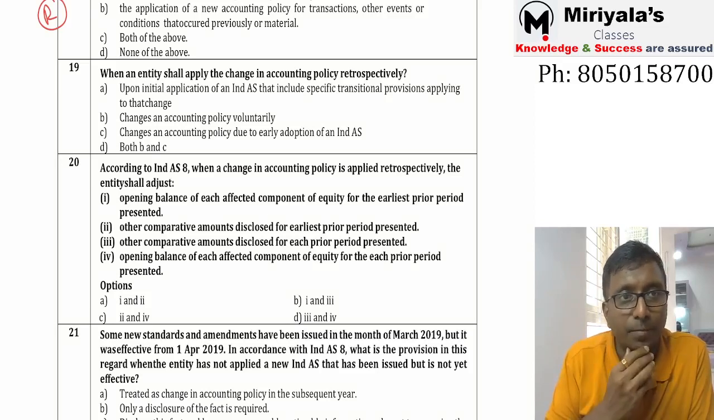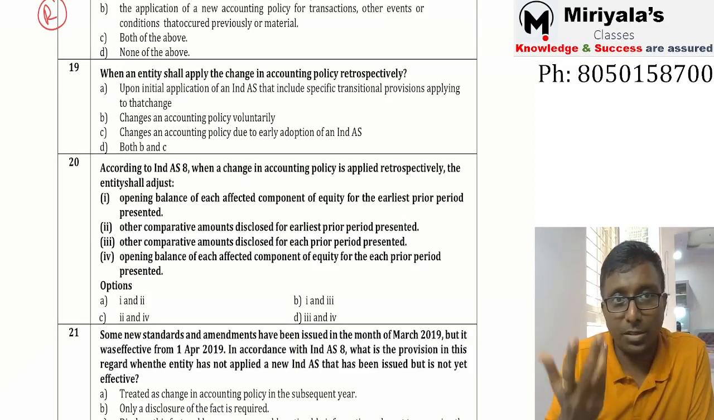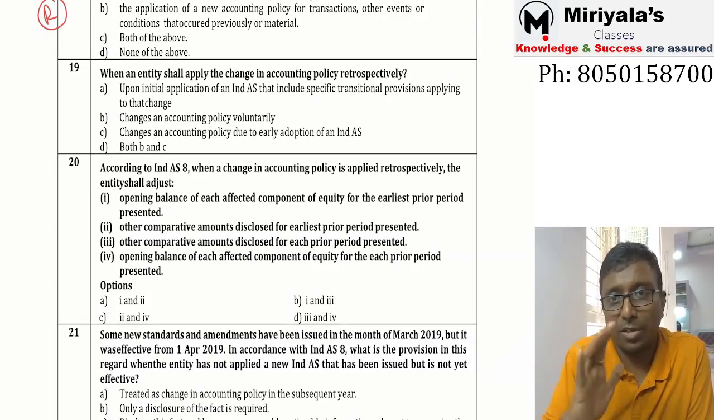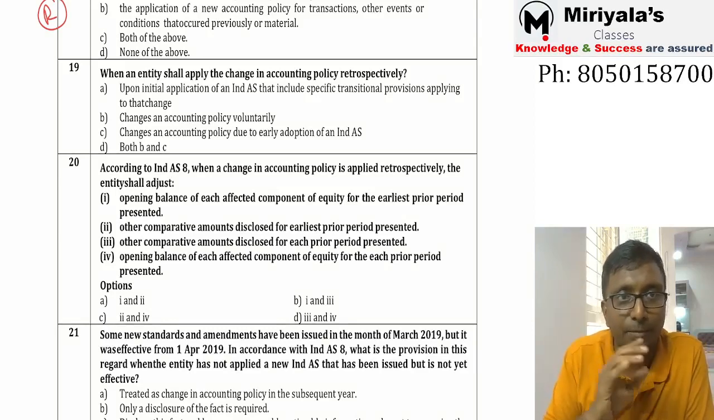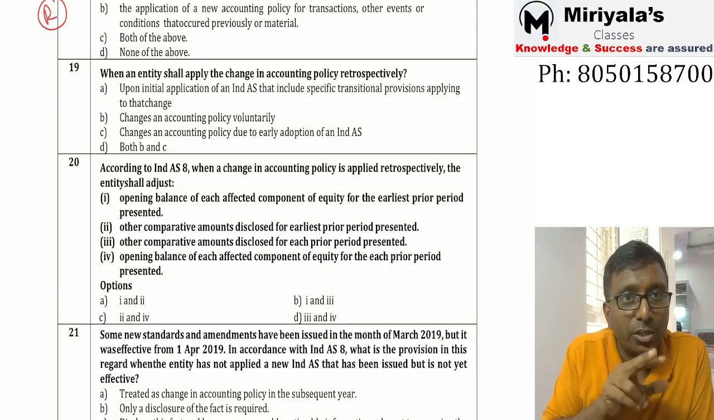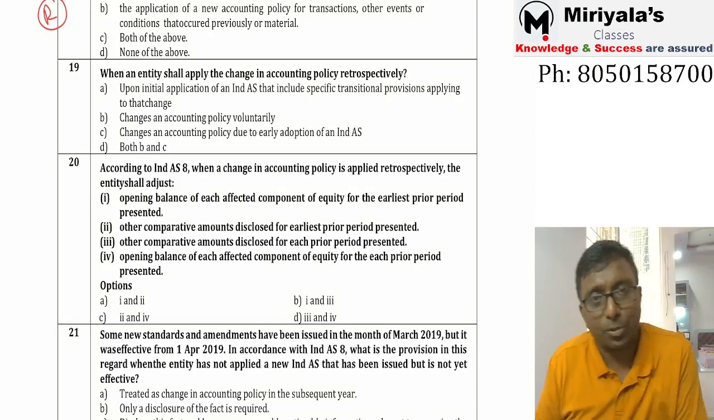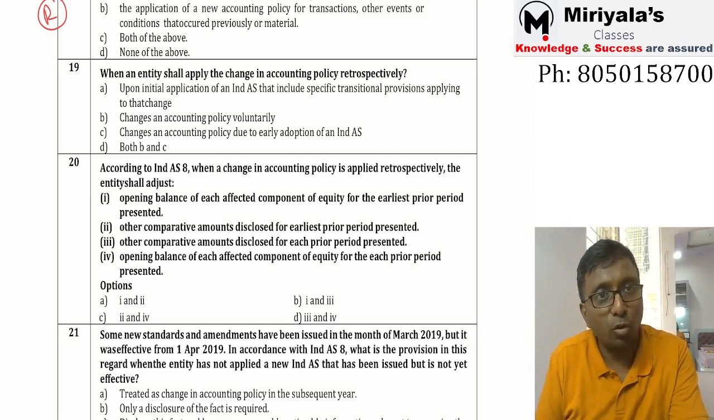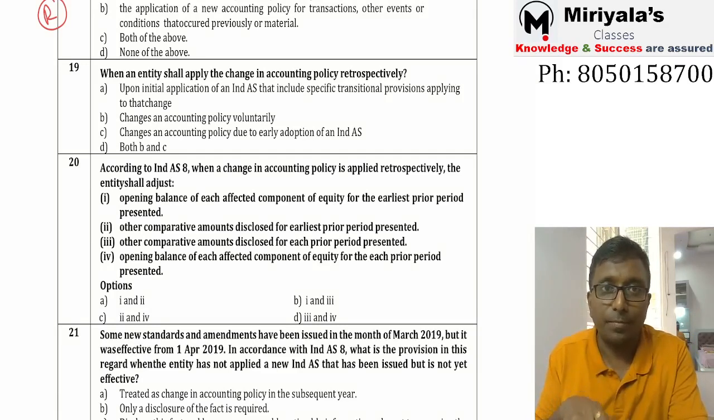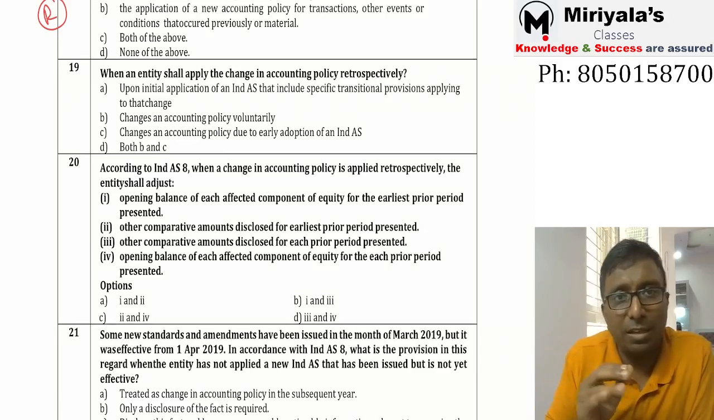Okay, one second. Changes in the accounting policy voluntarily. If you change it voluntarily, that is not a requirement as per Ind AS. Then you are supposed to go over retrospectively, mandatorily. You don't have a choice. Change in accounting policy due to early adoption. If you go due to early adoption, that is also a voluntary change only. But yes, you wanted to follow early, correct?